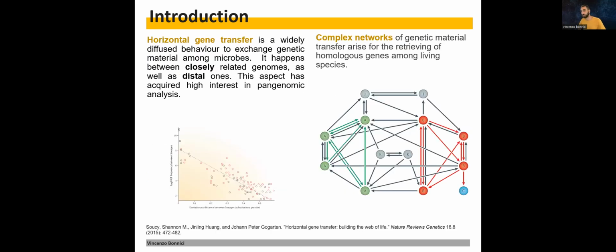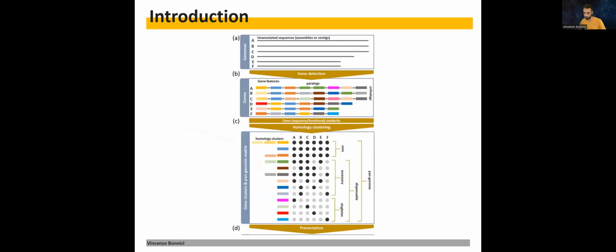Horizontal gene transfer is a widely diffused behavior to exchange genetic material among microbes, but also among every type of organism. It happens between closely related genomes. It also happens between very distantly related genomes. So this changed our perspective of how organisms are genetically related to each other, such that what we can think of as the tree of life is no more a tree, but a kind of complex network of genetic material transfer between all the living species.